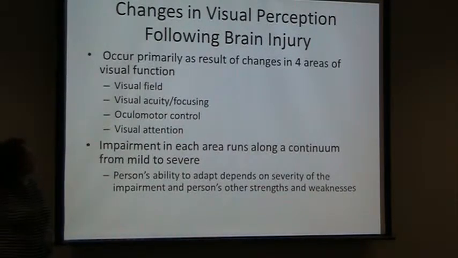Okay. Changes in visual perception following brain injury. There are four areas of change in visual function: visual field, visual acuity and focusing, oculomotor control, and visual attention. In each of the four areas, you can have a continuum of problems from mild to severe. The person's ability to adapt depends upon the severity of the impairment and the person's other strengths and weaknesses.